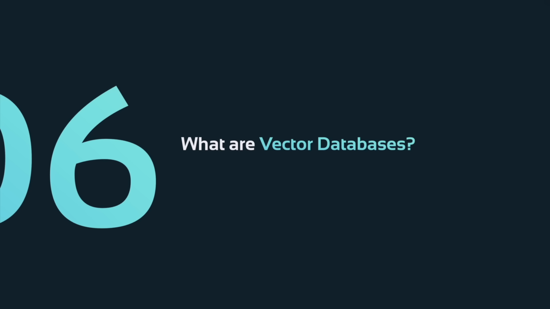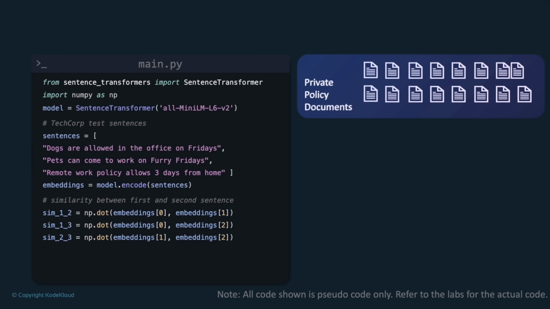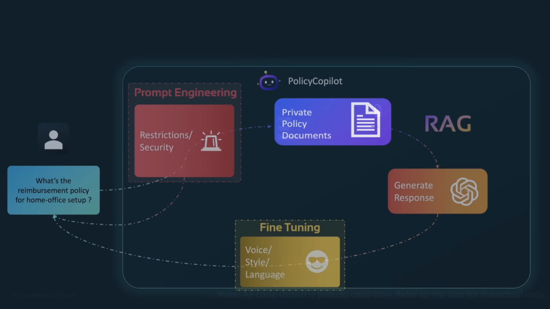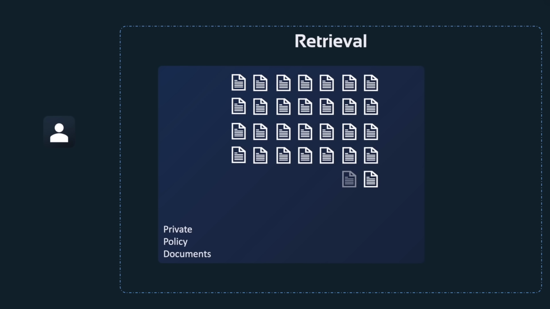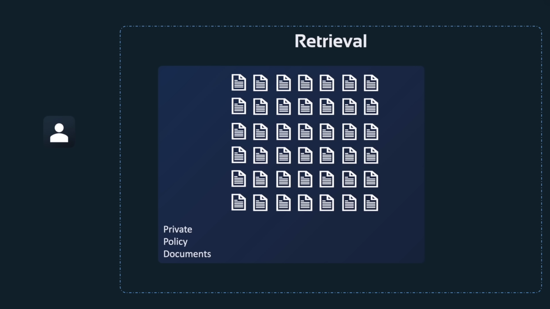Let's now understand vector databases. So far, we saw how we could use the sentence transformer libraries and load simple sentences into it to create embeddings, and then compare those embeddings to each other in a super simple way. However, we have a bigger task at hand, our policy copilot system, and it has hundreds or thousands of large policy documents. Let's say we have 500 policy documents, each with multiple sections.